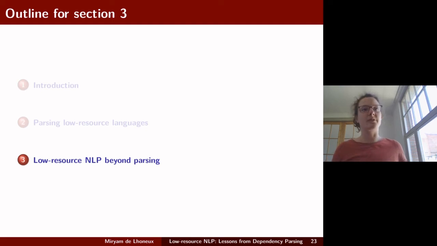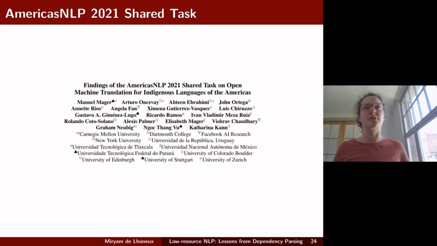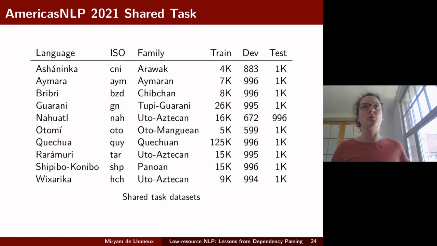Now, in the last part of this talk, I am going to talk about low resource NLP beyond parsing, and more specifically, I will talk about our submission to this shared task, which is happening here at NAACL, and the idea was to translate Spanish to these 10 languages here. And as you can see, this is a truly low resource setting in the sense that training data is very scarce for most of these languages, with Quechua being slightly exceptional here.